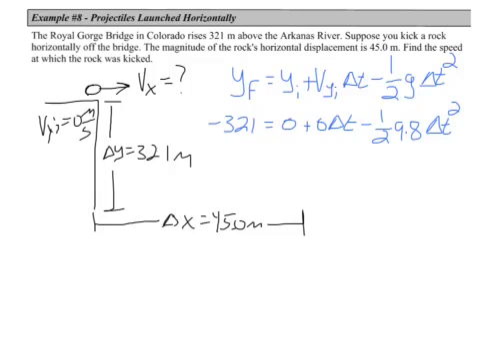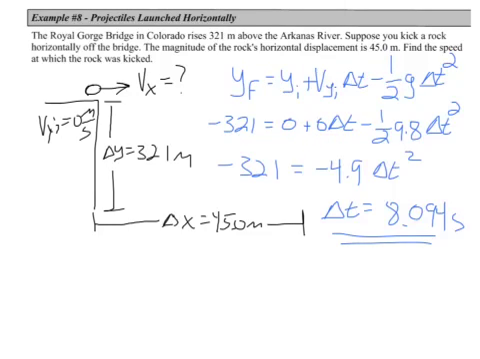So when I make my substitutions, it looks like this. I'm looking in that vertical direction, so my initial y velocity is 0. And when I run through the calculation then, I end up with a time of 8.094 seconds.